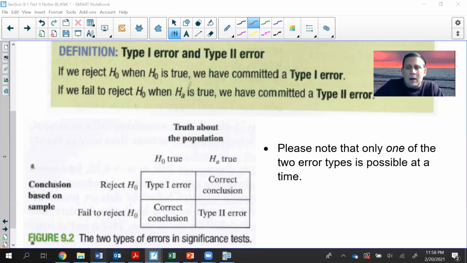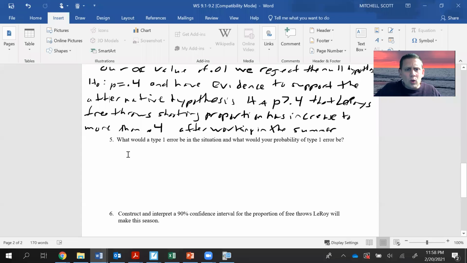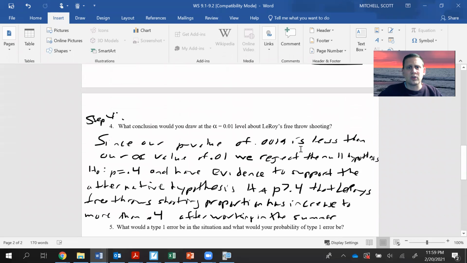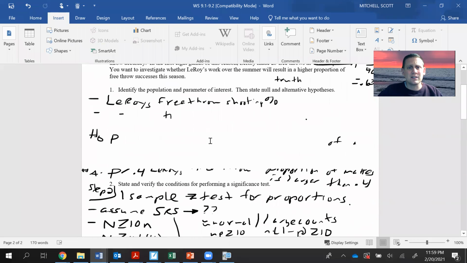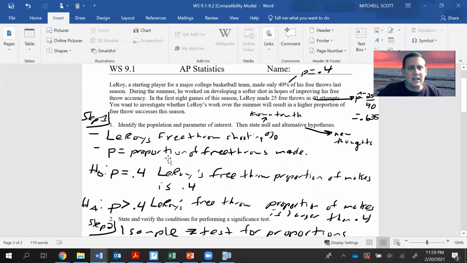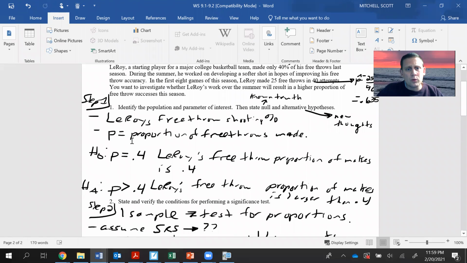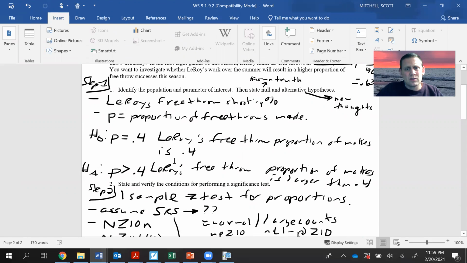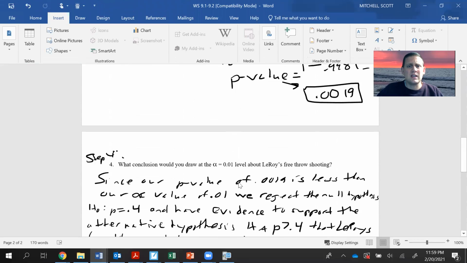Okay, so let's go back to our problem here. What would type 1 error be in this situation? And what would your probability of type 1 error be? Type 1 error would be saying that it's a false positive. Let's go back to our hypotheses. It's saying that we reject this when it's true.